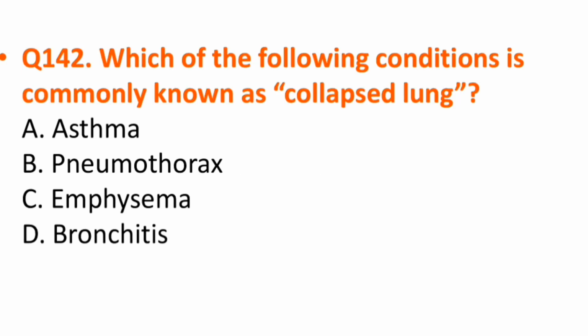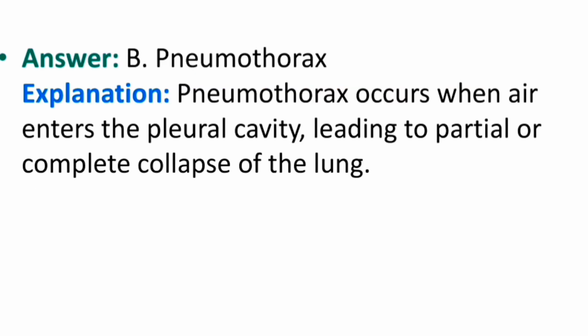The next question. Which of the following conditions is commonly known as collapsed lung? Option A, asthma, option B, pneumothorax, option C, emphysema, option D, bronchitis. The correct answer is option B, pneumothorax. Pneumothorax occurs when air enters the pleural cavity, leading to partial or complete collapse of the lung.